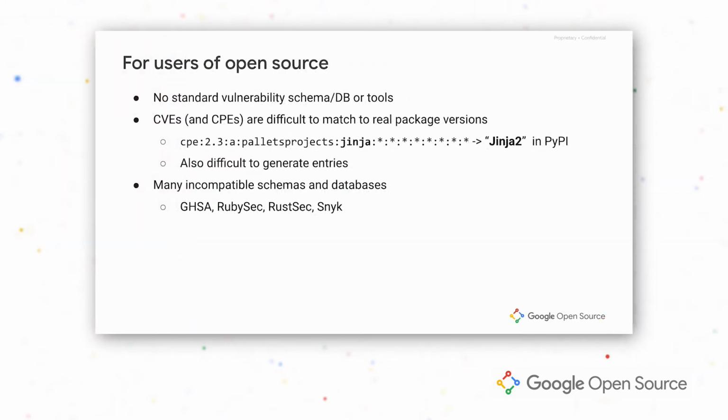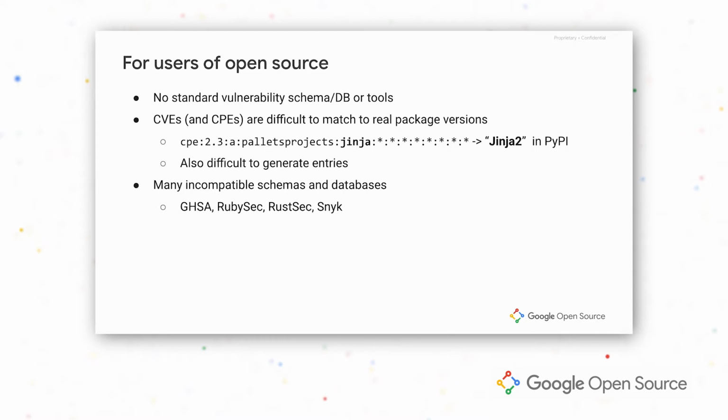CVEs are commonly used today to describe vulnerabilities, but it's very difficult to use them directly to manage vulnerabilities in open source. The key issue is that a CVE often does not have any machine-readable fields that match reliably against the package name and a set of effective versions in that package manager.